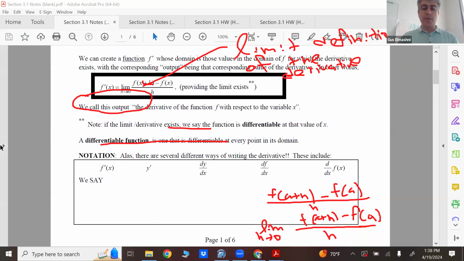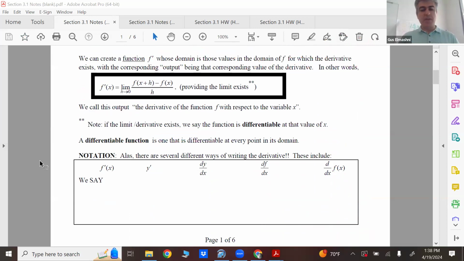Notation. Notation is very important, because I want to make sure we're clear on this. And I'll remind you guys, because it's probably new to you guys. So let me take care of the stuff on the bottom. So you know how I'm saying this.